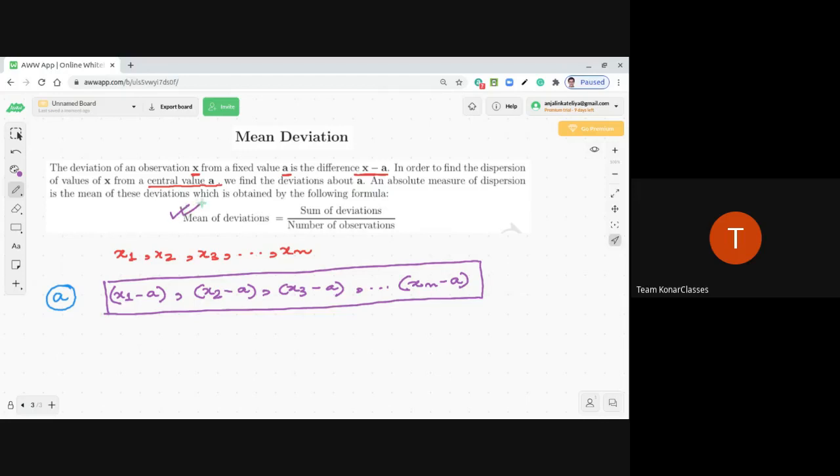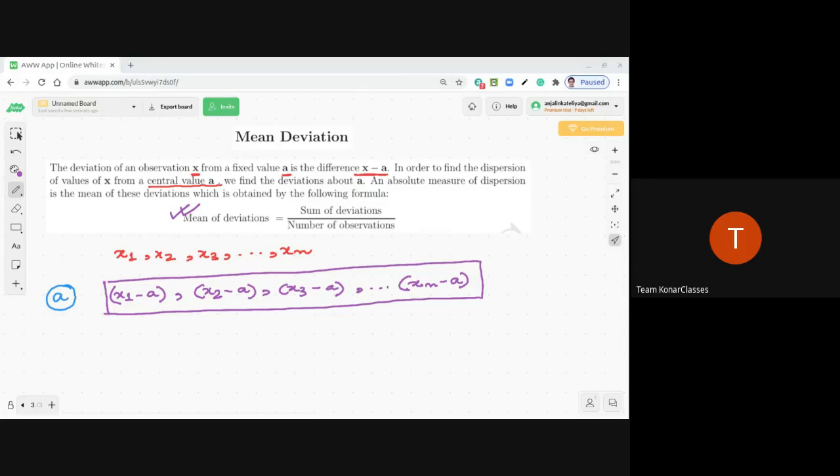But there is a catch. What is the catch, you know? If we follow this fundamental definition of the mean of deviations, we will find that the value of the mean of deviations can be 0. How? Let's see by means of an example. And if we get 0, then you really cannot conclude anything out of it, right?